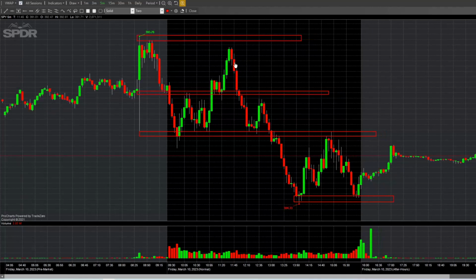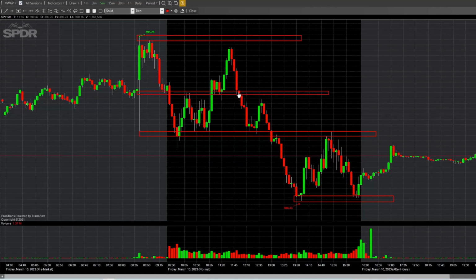So if you wanted to then take puts back down, your first target would be here. So you're just playing the reverse of what I did here. If this trade doesn't work, you know where your exit point is. You know how much you're risking because you're close to this pivot, okay? So your first target would be here.